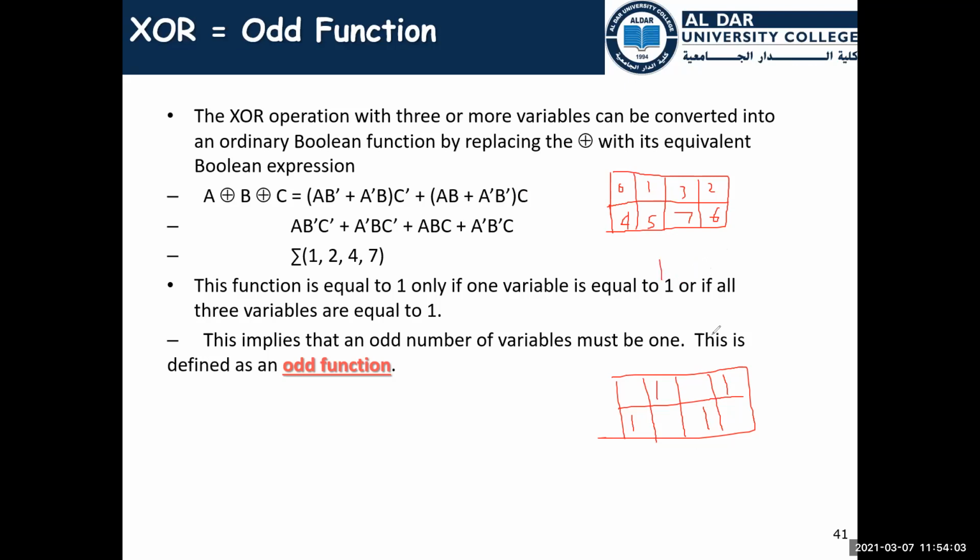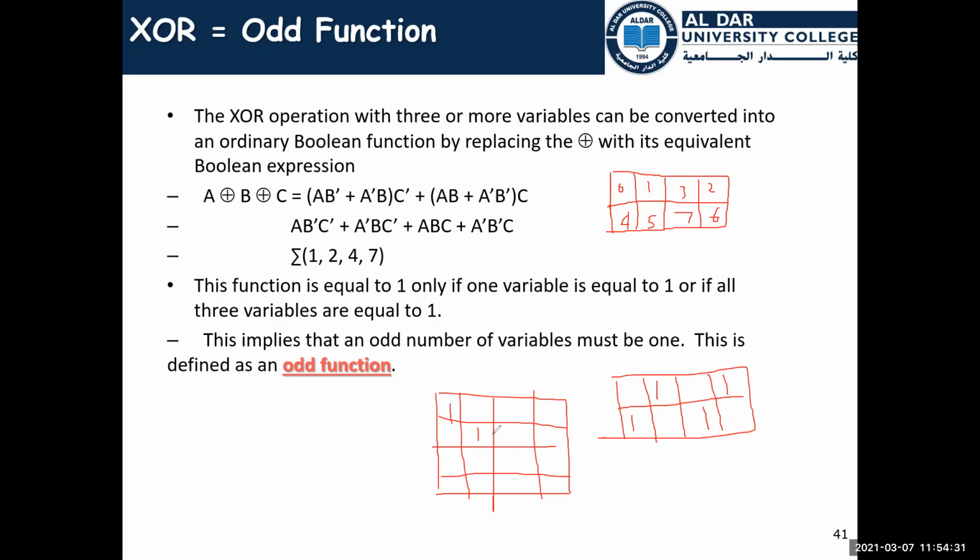Because this is XOR, it should be like that. There is no one adjacent to another one. No one adjacent to another. This is the nature of XOR logic in the Karnaugh map. Even for the Karnaugh map with 4 bits, you will find it like that.